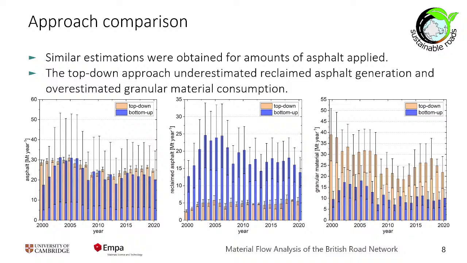There's a little bit of reports of how much is recycled, but it's often underestimated how much actually is there and how much is actually in use. The same goes for granular materials. Here the huge difference between the bottom-up and the top-down approach is that in the bottom-up approach, as I said, I multiplied how thick those base layers actually are times the length, which might slightly underestimate how much material was actually used because of different thicknesses over the whole road network length.